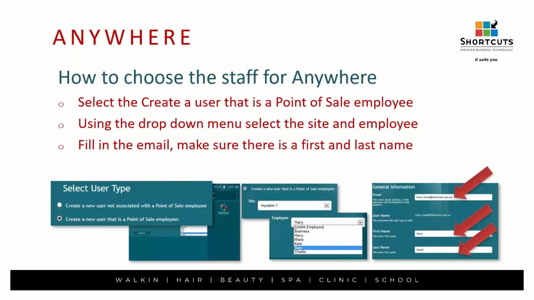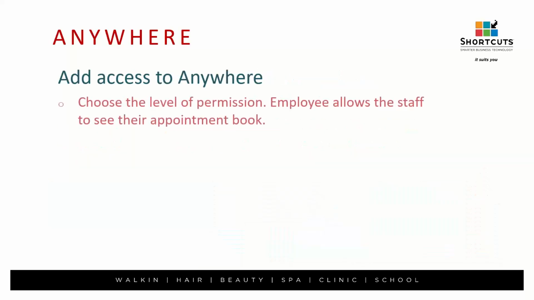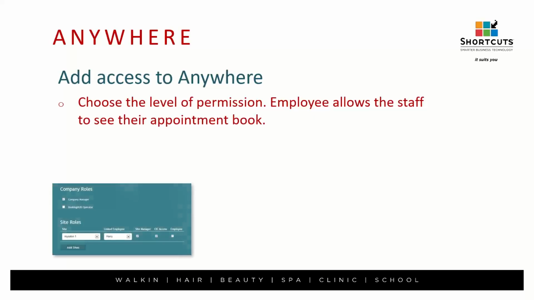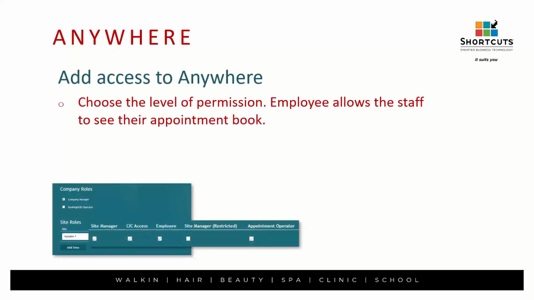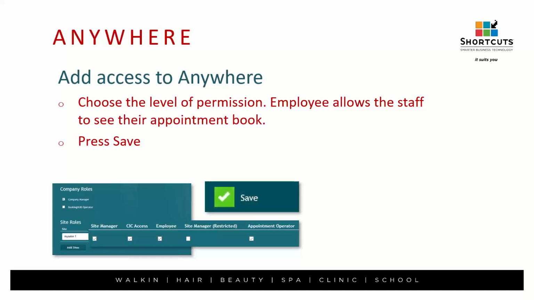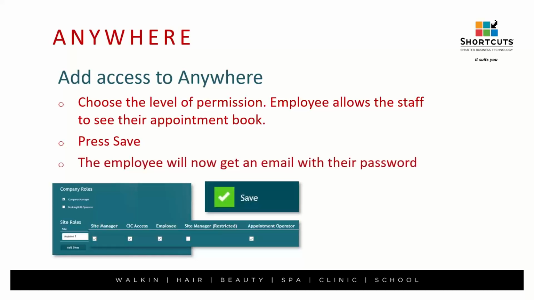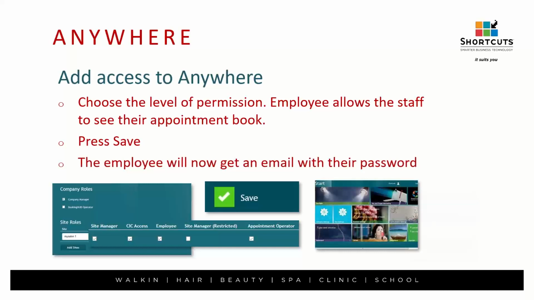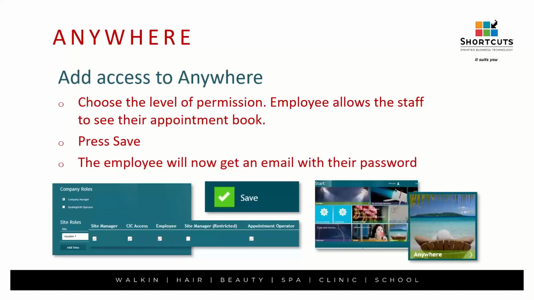Now, everything we're looking at, we will review in real time on the actual console, so you don't have to memorize these steps. So once you make sure you have the email address entered for the staff member, you make sure you have their first name and last name, at the bottom of the window is where you choose their level of permission. Now, for the majority of sites that use Shortcuts, they usually only give the staff 2 sets of permissions.